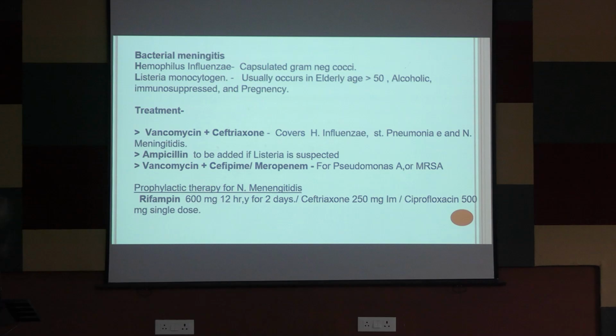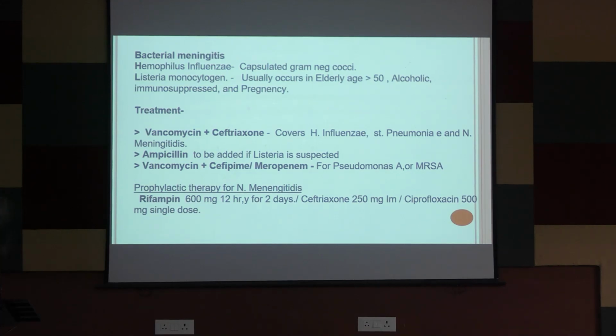If you suspect MRSA or Pseudomonas, then vancomycin should be added, not with ceftriaxone, but with another fourth generation cephalosporin, cefepime. You can add either fourth generation cefepime or meropenem if you suspect Pseudomonas or methicillin resistant Staph aureus.